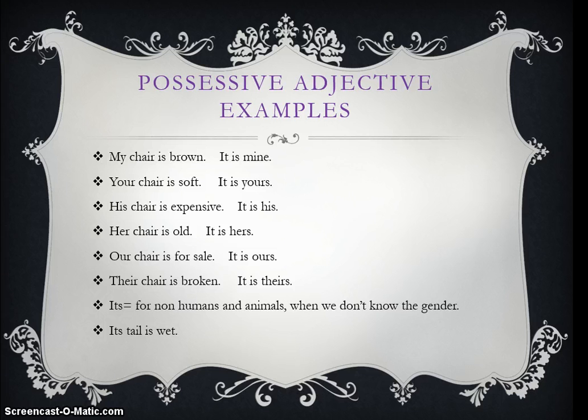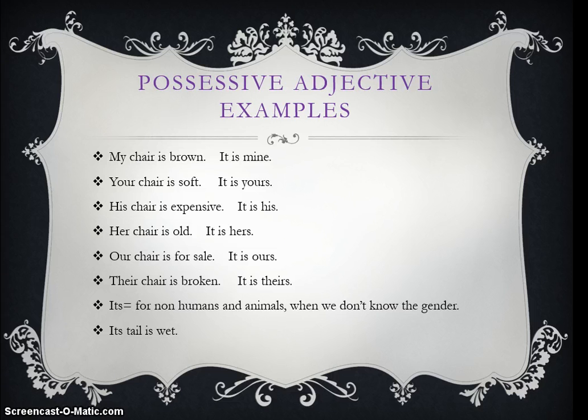I could say, your chair is soft. I could take away the noun chair and say, it, but still show possession by saying, it is yours. I could say, his chair is expensive. It is his. The word it would replace the noun chair. I could say, her chair is old. It is hers, with an S. So I take away the noun chair and I replace it with it. Our chair is for sale. It is ours. It belongs to us. Their chair is broken. It is theirs, with an S.